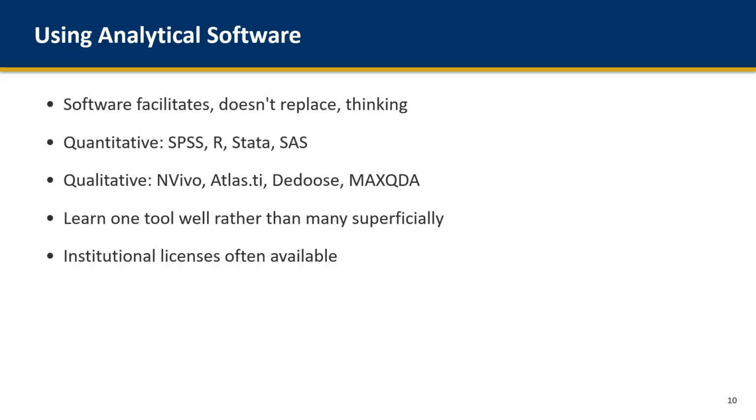Software implements them efficiently. For quantitative analysis, common packages include SPSS, which is widely used in social sciences with point-and-click and syntax options, R, which is free, powerful, and increasingly popular but has a steeper learning curve, Stata, which is strong for econometric and panel data analysis, and SAS, which is common in healthcare and large-scale survey research.